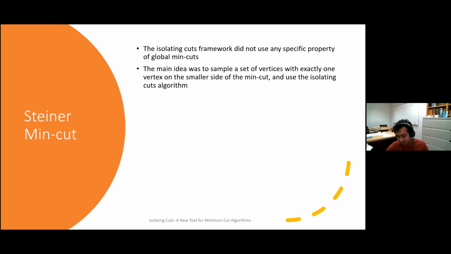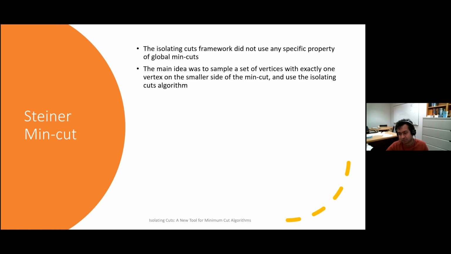So firstly, here's an observation. The isolating cuts framework, although we sort of described it in the context of global min cuts, didn't really use anything specific about global min cuts. So what was the main idea? The idea was that if I want to find a minimum cut subject to some conditions, I need to sample a set of vertices such that exactly one vertex appears on the smaller side of whatever minimum cut I'm trying to find. And once I have that property, I can use isolating cuts, right?